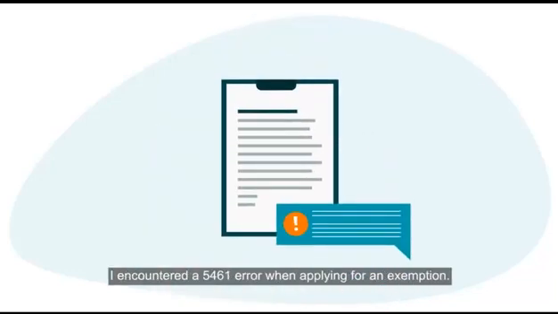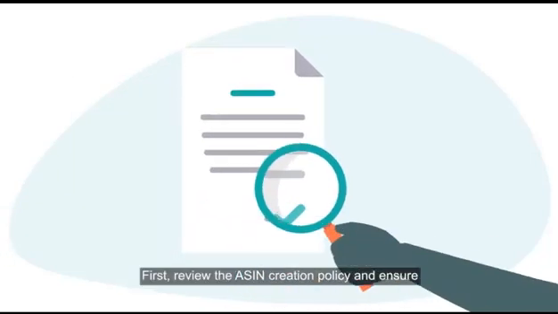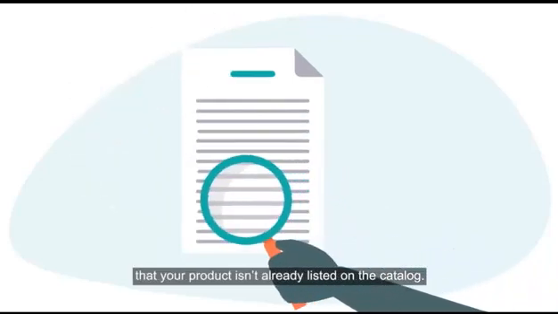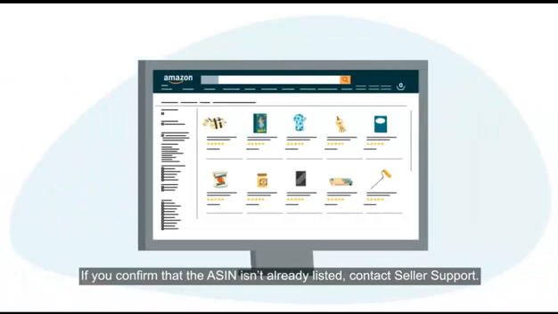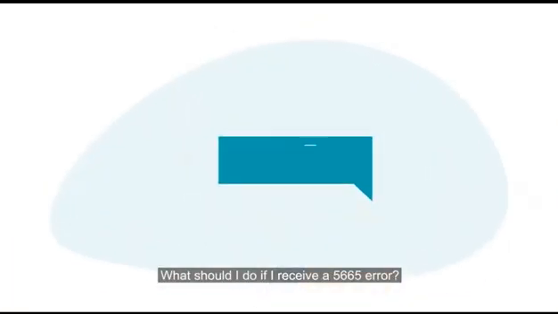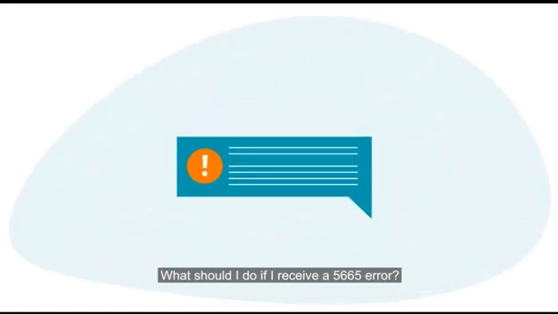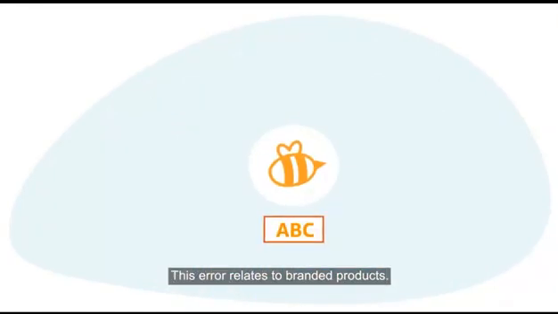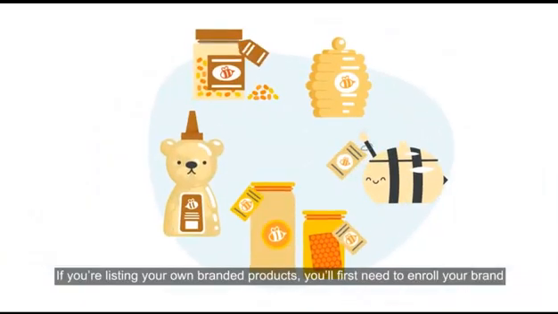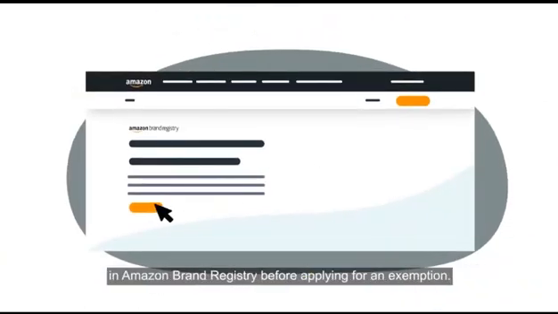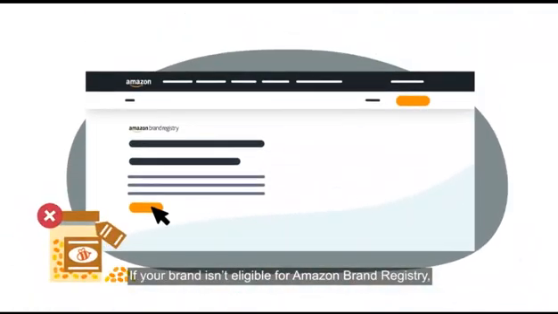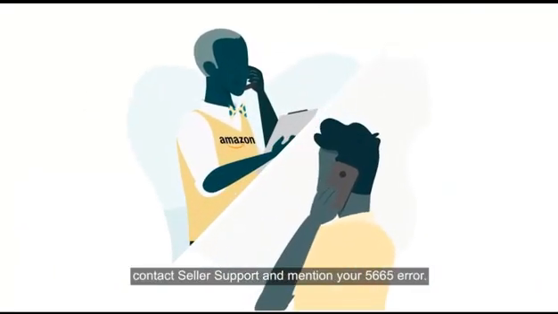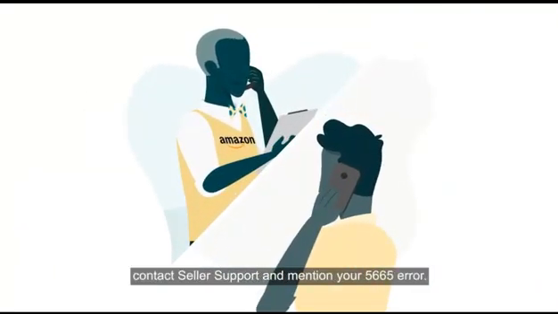I encountered a 5461 error when applying for an exemption. What should I do? First, review the ASIN creation policy and ensure that your product isn't already listed on the catalog. If you confirm that the ASIN isn't already listed, contact seller support. What should I do if I receive a 5665 error? This error relates to branded products. If you're listing your own branded products, you'll first need to enroll your brand in Amazon Brand Registry before applying for an exemption. If your brand isn't eligible for Amazon Brand Registry, contact seller support and mention your 5665 error.